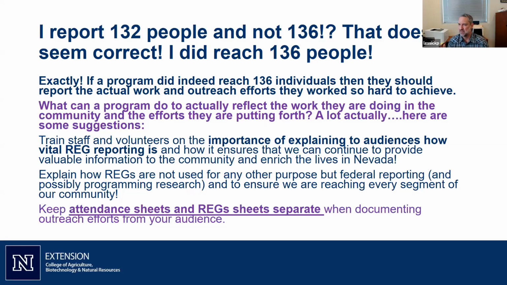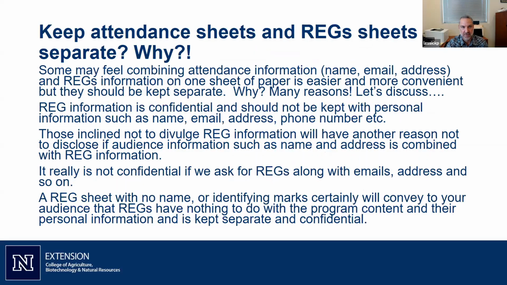I'm going to give you examples of two different kinds of reg sheets. If there are no identifying marks, no name of the person, just a blank piece of paper with the 2 genders, 2 ethnicities, 5 races, that's all that's on there, I think people would be more willing to disclose it. But we're going to look at some reg sheets right now. So let's see the next slide here.